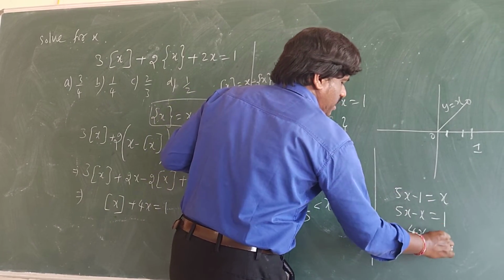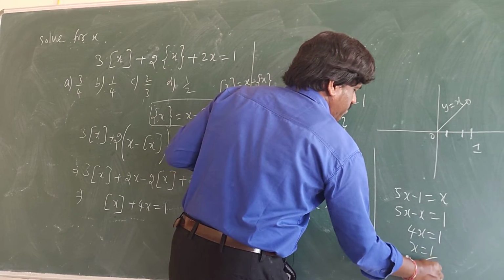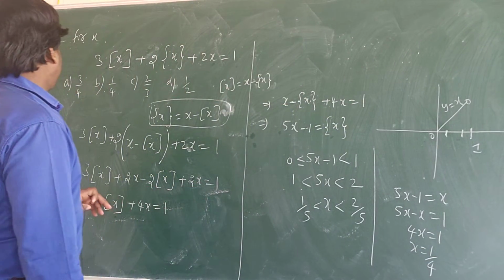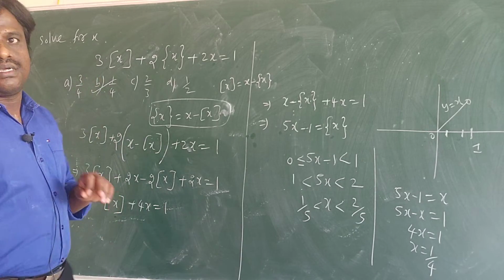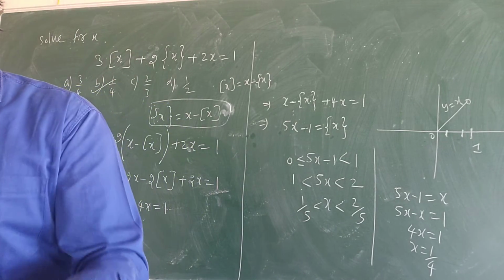4x is equal to 1. X is equal to 1 by 4. So x is equal to 1 by 4. B is the right answer. I will tell you why I explained this method.